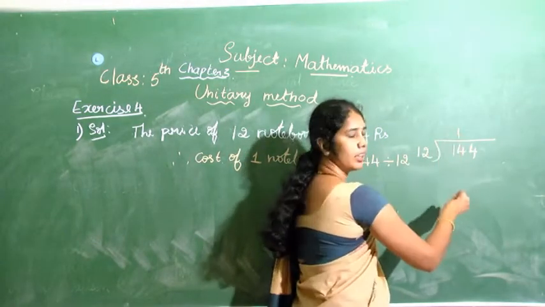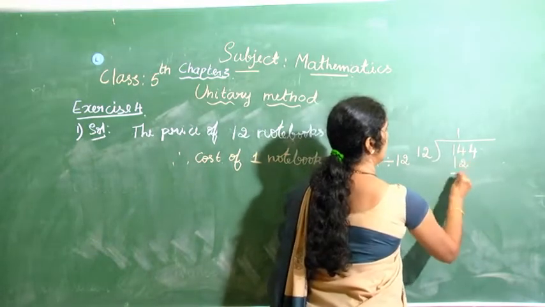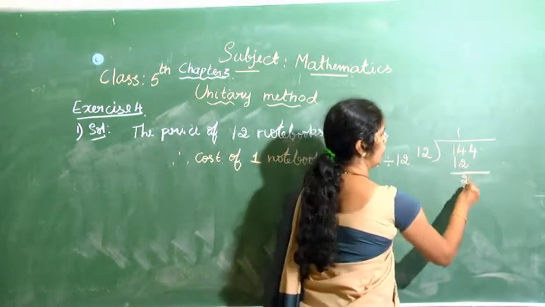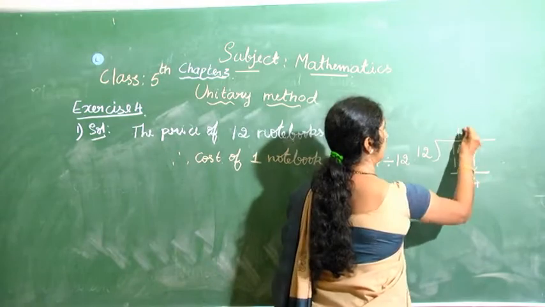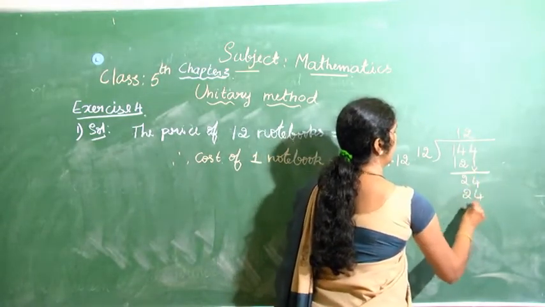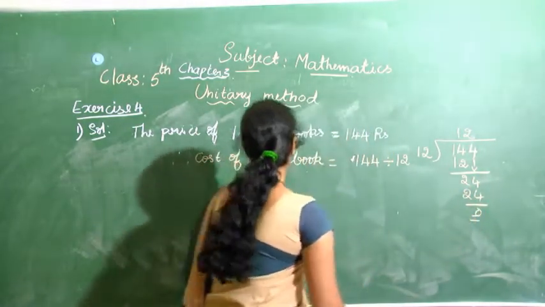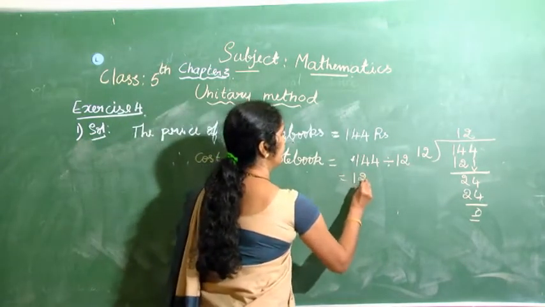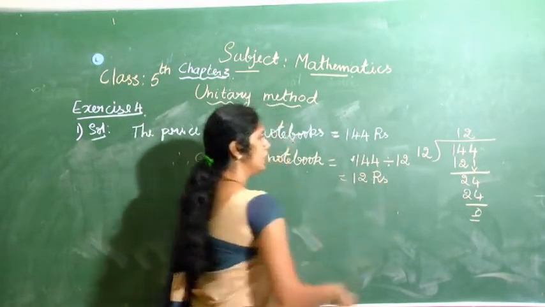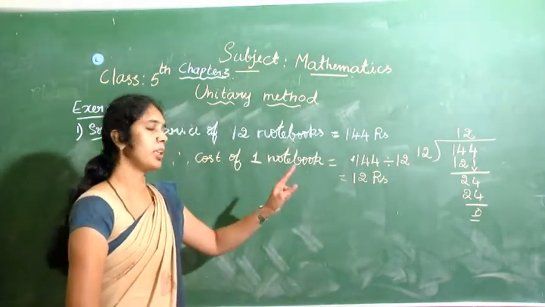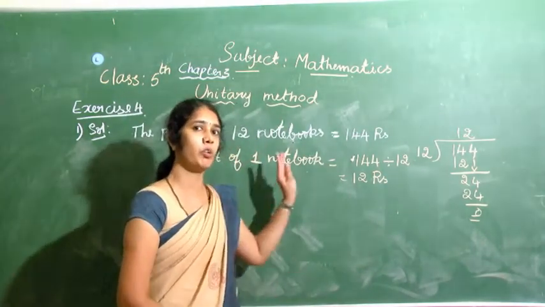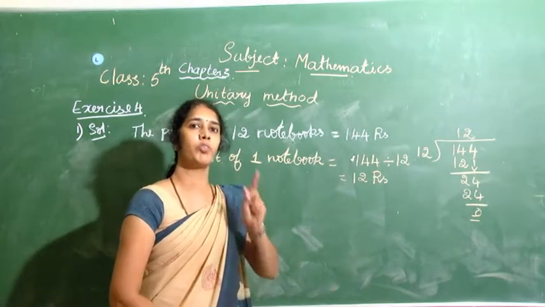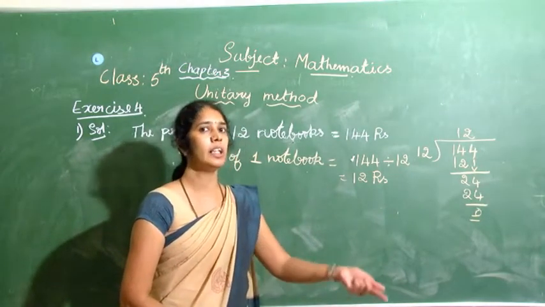12 ones are 12, 2, 4, 12 twos are 24. So the cost of 1 notebook is 12 rupees. Now, this is the first step. You should remember there will be 2 steps to find the cost of 20 notebooks. First we have to divide, then we have to multiply.